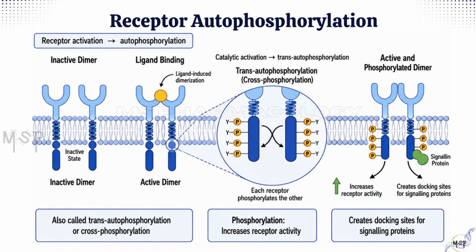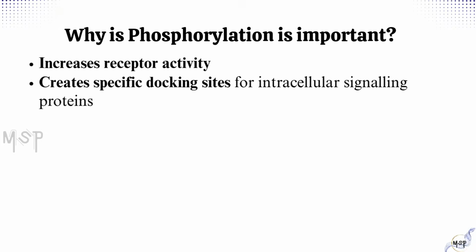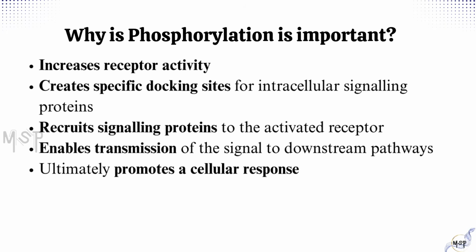Phosphorylation means the addition of a phosphate group to a protein. In many receptor tyrosine kinases, each receptor molecule phosphorylates specific tyrosine residues on the intracellular domain of the other receptor molecule. This process is often referred to as trans-autophosphorylation or cross-phosphorylation. Why is this important? Phosphorylation can increase the activity of the receptor and, importantly, create specific binding or docking sites for other intracellular signaling proteins. These signaling proteins can then interact with the activated receptor and transmit the signal further into the cell.